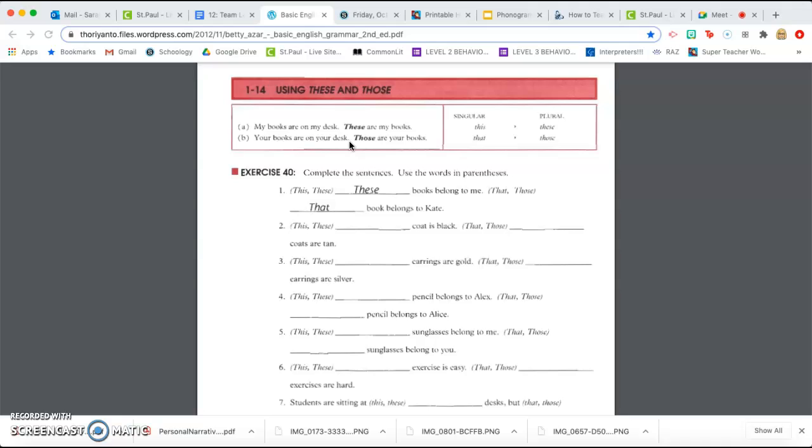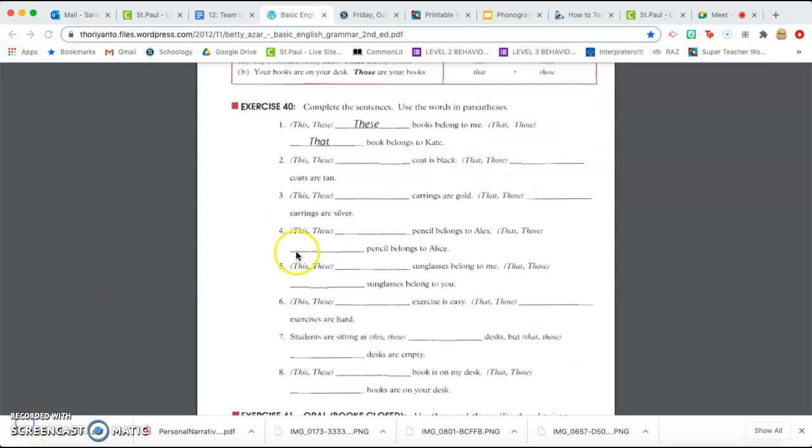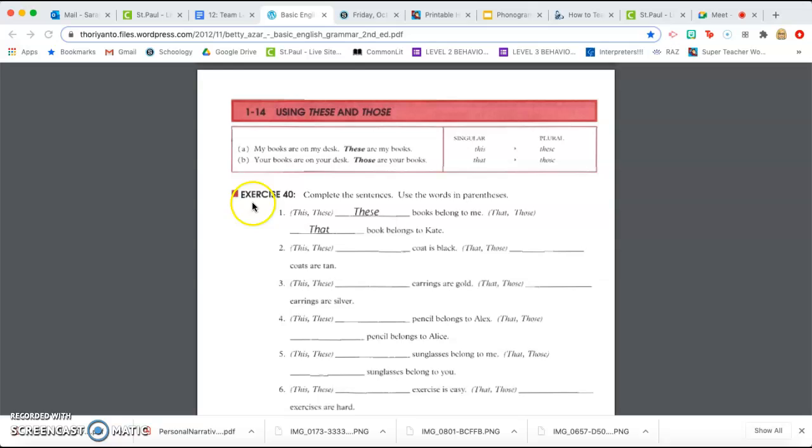Your books are on your desk. Now we're talking about over there. Those are your books. That is the singular form. That is your book. And those is the plural. Those are your books. So we've got this and these, that and those. So now your work is going to be exercise 40.